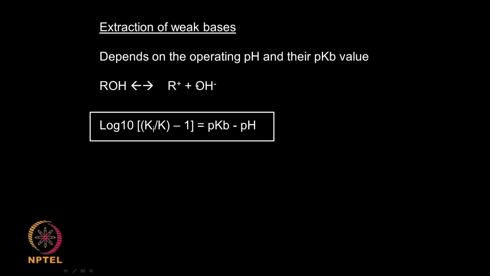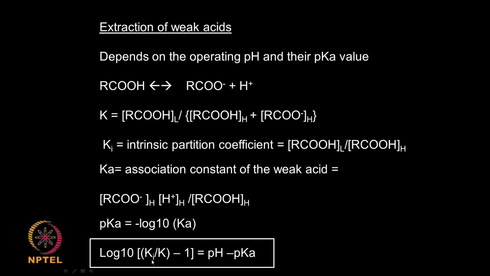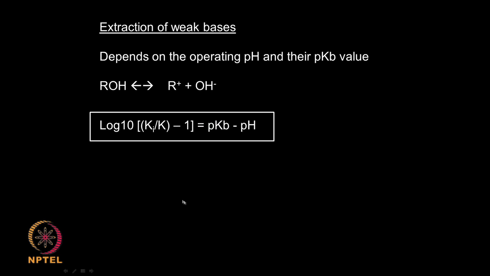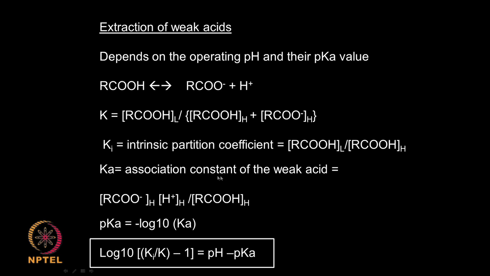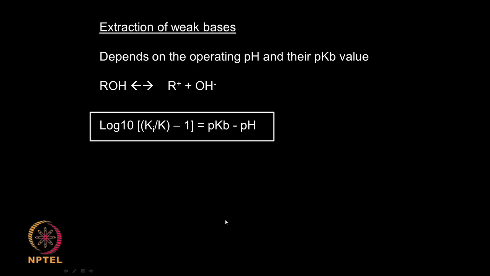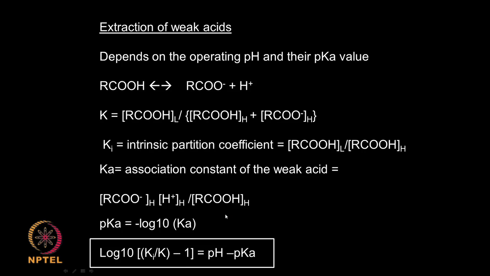Similarly, we can have weak bases also. Here we have ROH going to R plus and OH minus, and this depends upon the pKb. So, analogous to the weak acids, we can have log10 of (Ki by K minus 1) is equal to pKb minus pH. In the previous case we have log10 of (Ki by K minus 1) is equal to pH minus pKa. Here we have pKb minus pH. Okay. So, these are the differences.